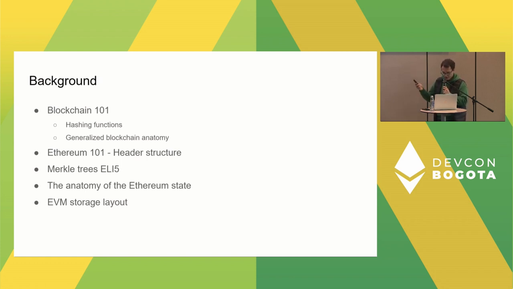Merkle trees, explain it like I'm five. I will just quickly explain the idea, how it works, and what a Merkle-Patricia tree is, without going too much into the details. Then the anatomy of the Ethereum state, which is pretty important to deal with this primitive, and finally how to deal with the storage layout. Cool.